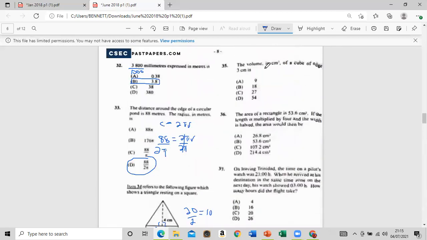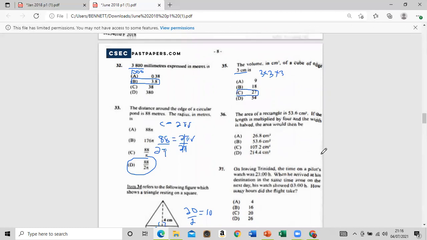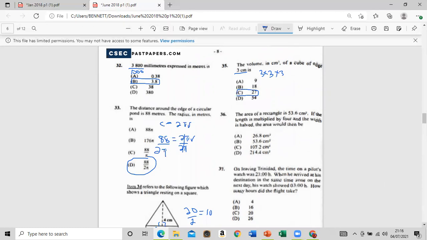The volume in centimeters cubed of a cube with a side of 3 centimeters: now volume is length times width times height. Since it's a cube, all of them are 3. 3 times 3 is 9, 3 nines are 27. Don't sit here and guess, people, big up yourself.